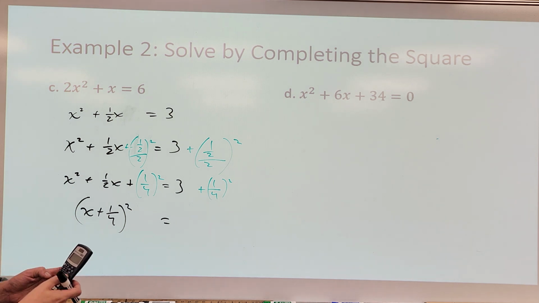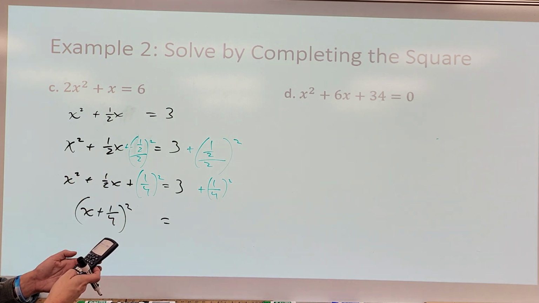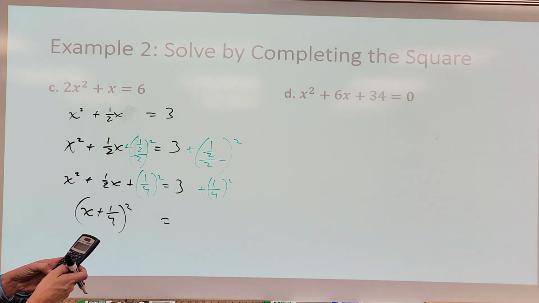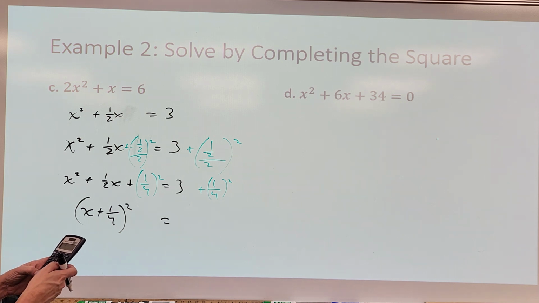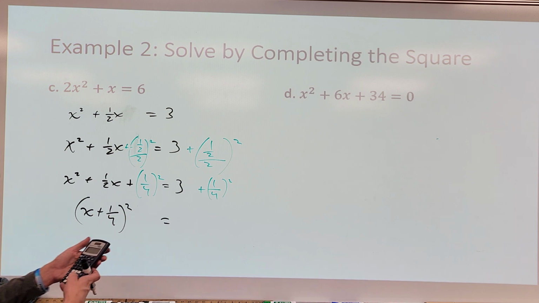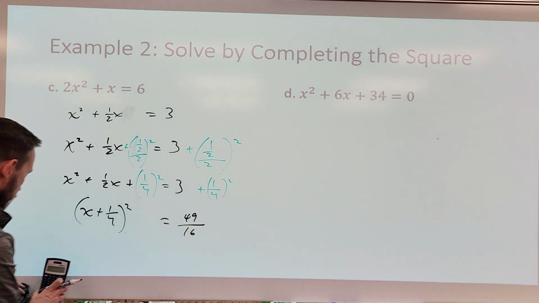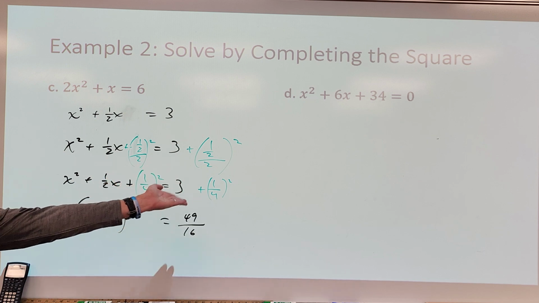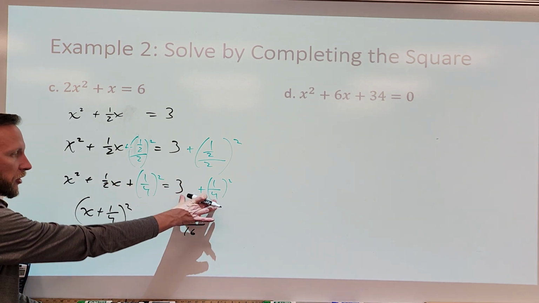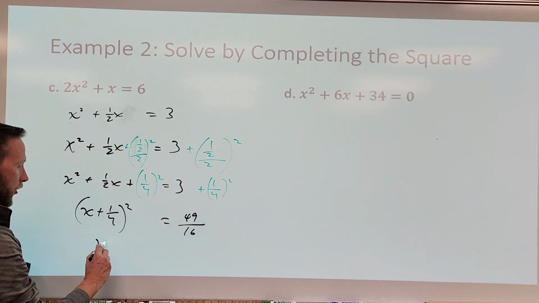With my calculator, I can either do this using math, or I can let the calculator take 3 plus 1/4 squared, or 3 and 1/16. Whoops, let me do parentheses here. 1/4 squared, and then convert that to a fraction. And this gives us 49/16. How do I do that? I use my calculator, or I use my brain. You can do the elementary math there, or you can use a calculator to help you with that.